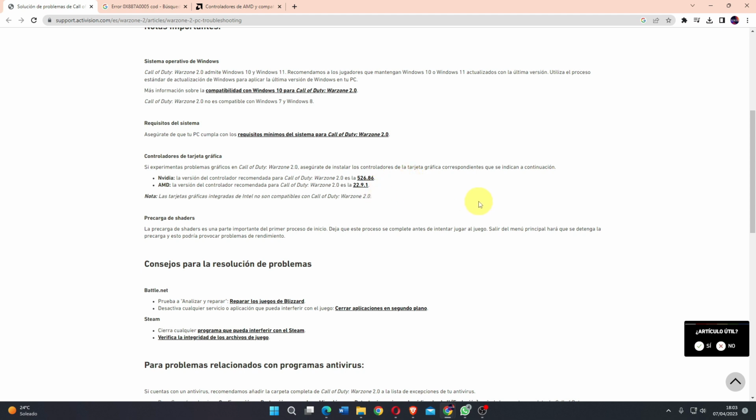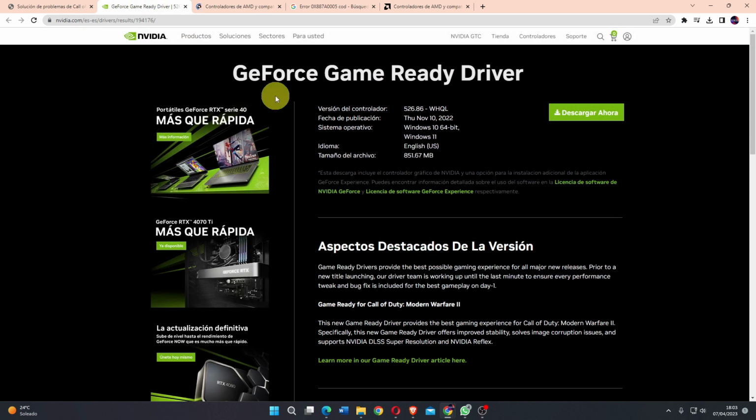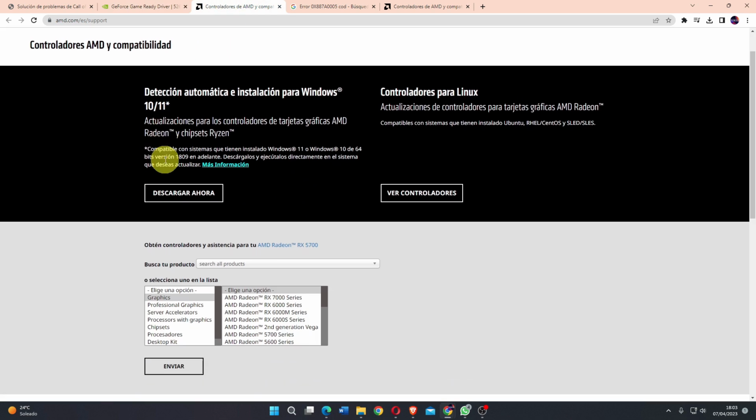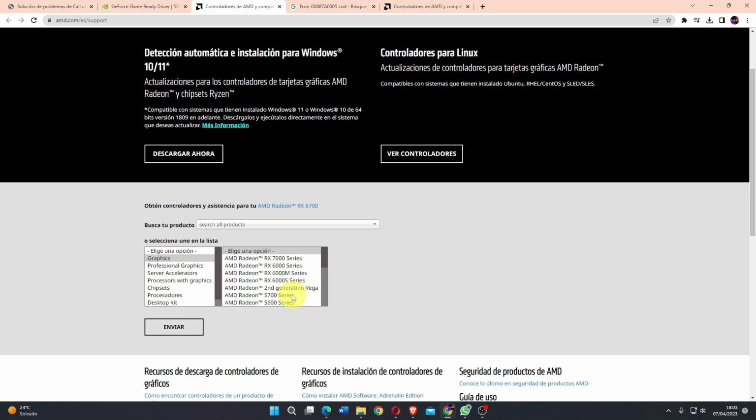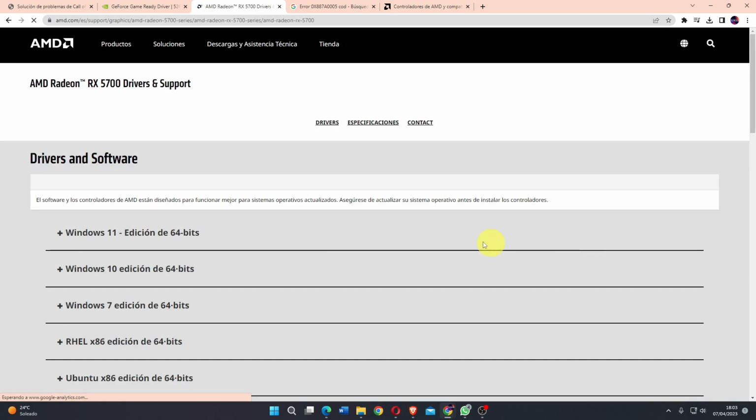Then, if we click here on the two links, it sends us directly, for those who have Nvidia, or for those who have AMD, as is my case. For example, we would simply look for it. I have a 5700, the normal one. We click send and this appears here depending on the system we have.